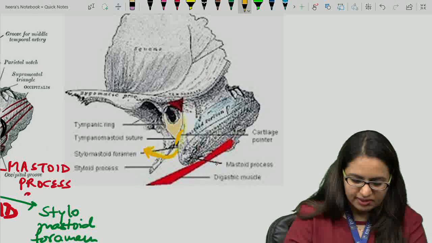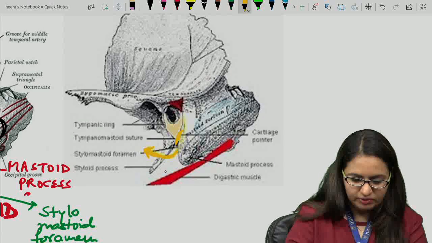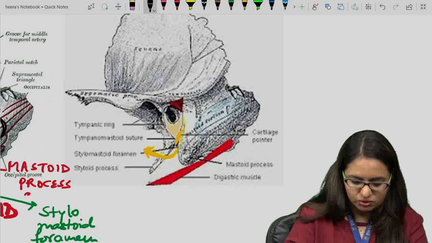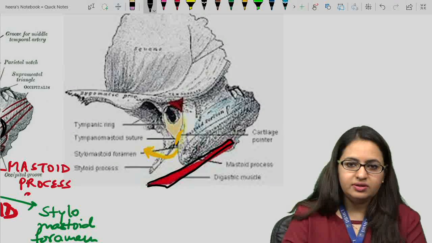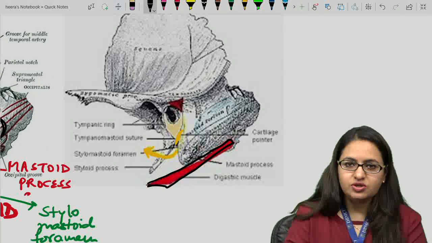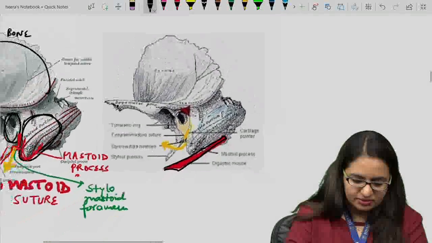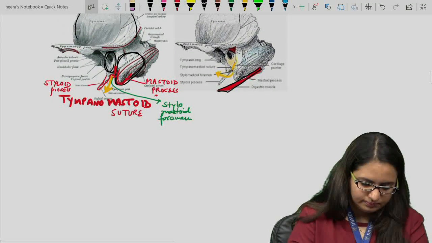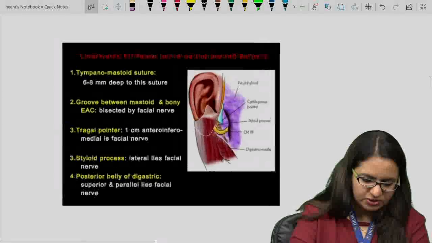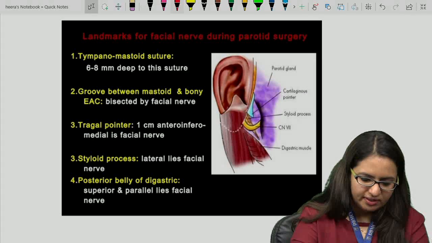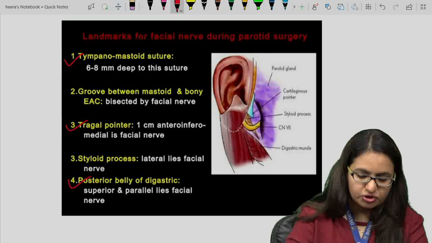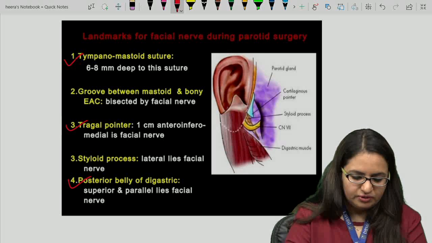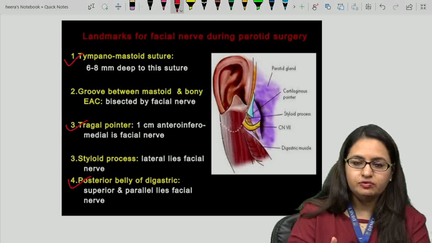Apart from this, another landmark is the digastric muscle. If you see over here, this is the digastric muscle, which is attached to the mastoid process. And then the third important landmark is the tragal pointer. These are the three important landmarks: the tympanomastoid suture, the tragal pointer, and the posterior belly of digastric.